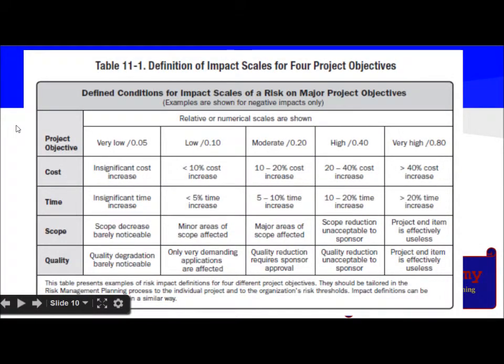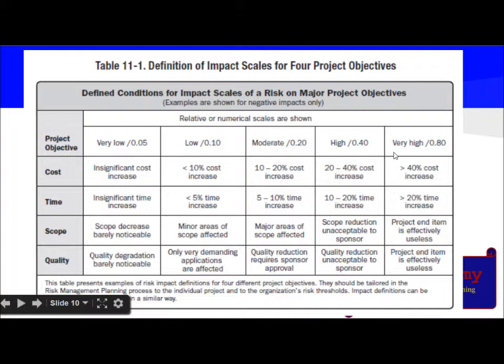And this is the definition of impact scales on 4 different project objectives. So the impact can be very low and low, then moderate, high, and very high. So in case of low, the cost increase is insignificant, and time is also insignificant, scope decrease is barely noticeable, and quality degradation is also barely noticeable.